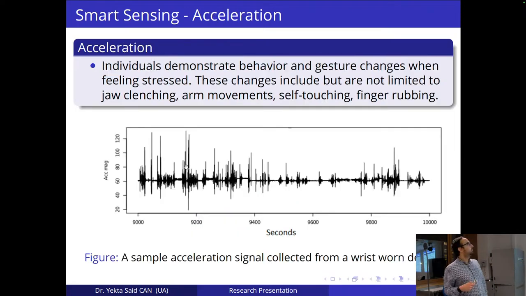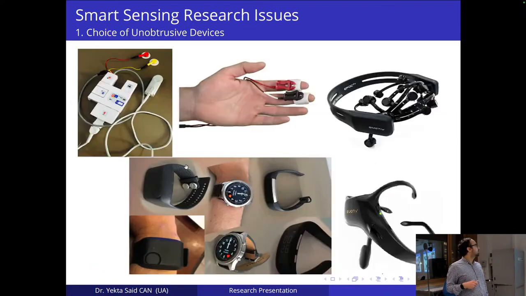Individuals also demonstrate behavior and gesture changes when feeling stress. They include jaw clenching, arm movements, self-touching and finger rubbing. With an accelerometer sensor, we can detect these changes and try to recognize their stress levels.